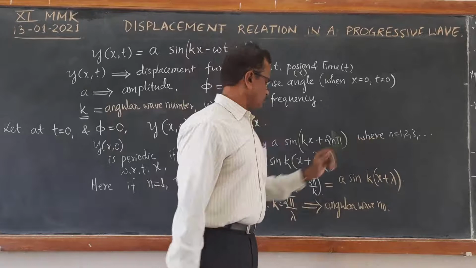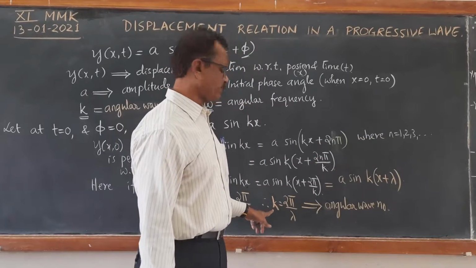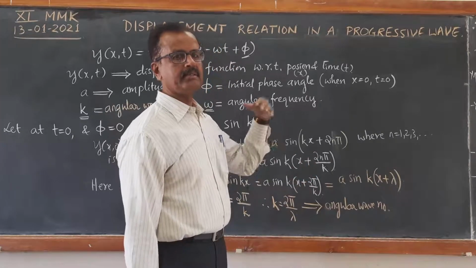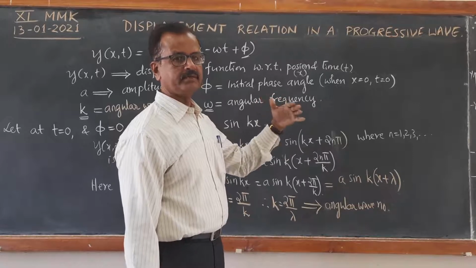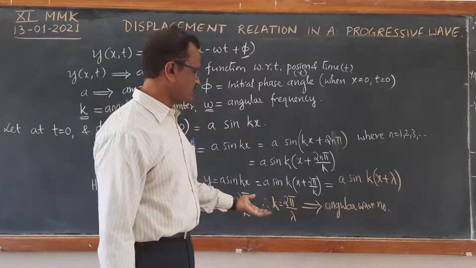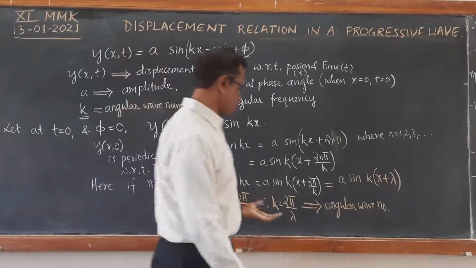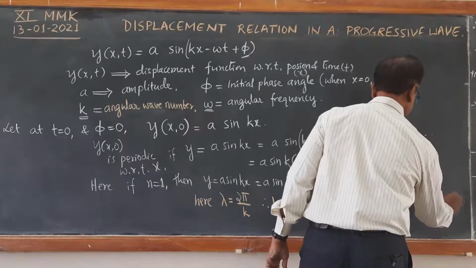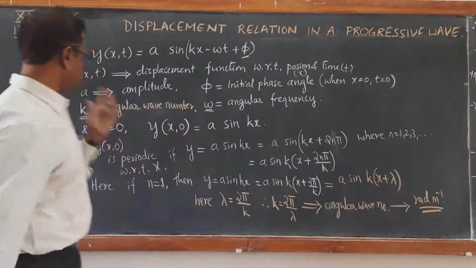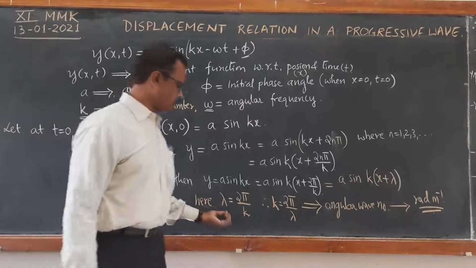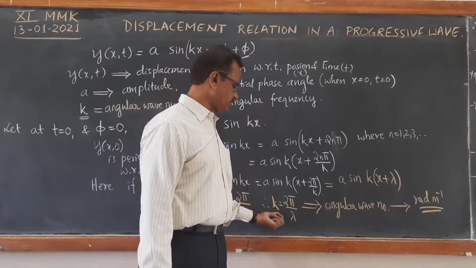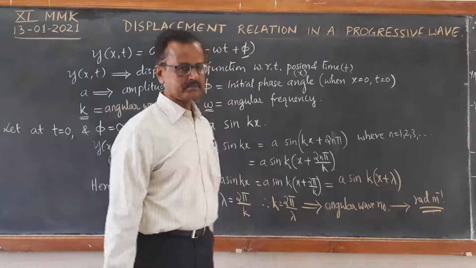If it is n equal to 2, then you will get 4 pi. Another will be at 4 pi by k, that is 2 lambda. Exactly there, the particle will be in the same state of vibration. It will again be in the same phase. So that is the meaning of angular wave number. It is measured in terms of radians per meter. Now this is how we define wavelength in terms of angular wave number and angular wave number in terms of wavelength.